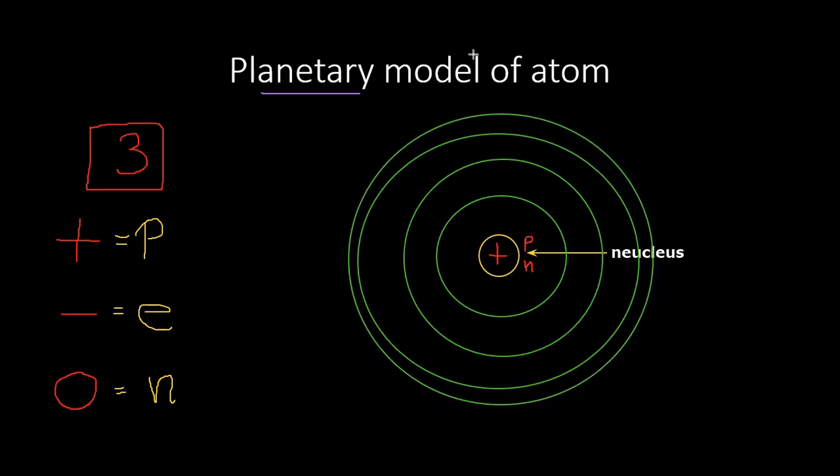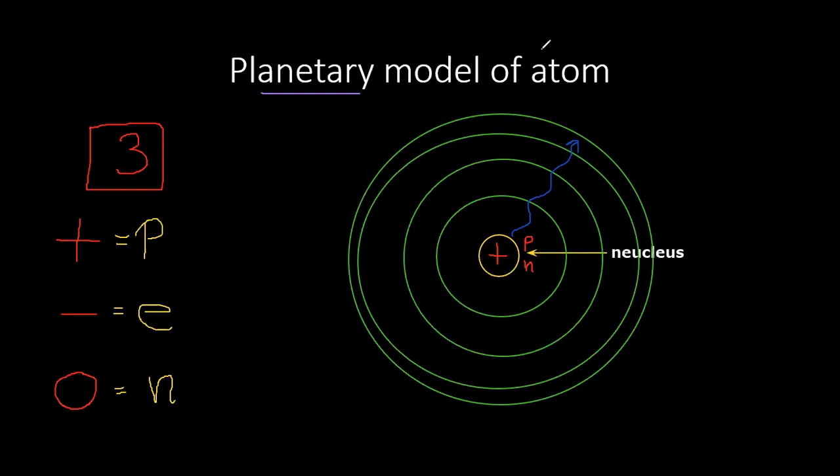These green colored circles are called energy levels, because when we move from the nucleus towards the outside, the energy is increasing. So this one has lower energy and this one has higher energy.